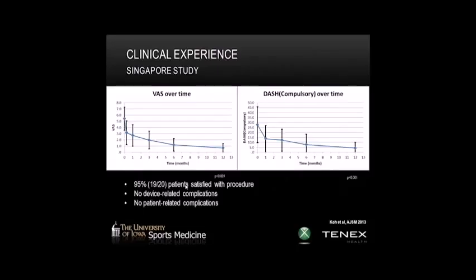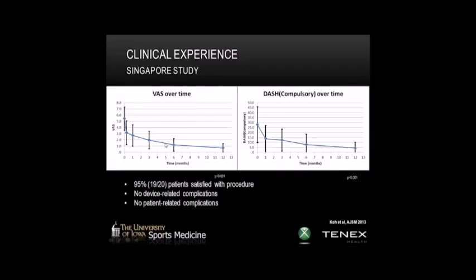So clinically, the big study that was published in the American Journal in 2013 again, sort of confirmed what we've talked about from a basic science standpoint. And so this looked at tennis elbow patients. 20 patients were done. And most importantly, there were no device-related complications and no patient-related complications, so it appeared to be a safe procedure. But then, happily, 95% of these patients were all very satisfied with the procedure.